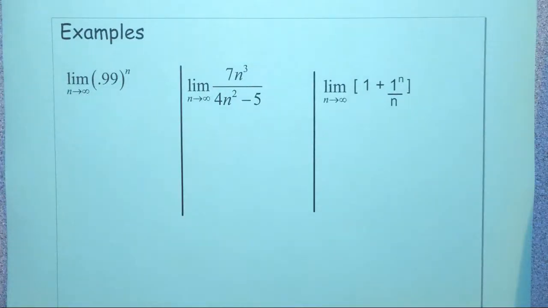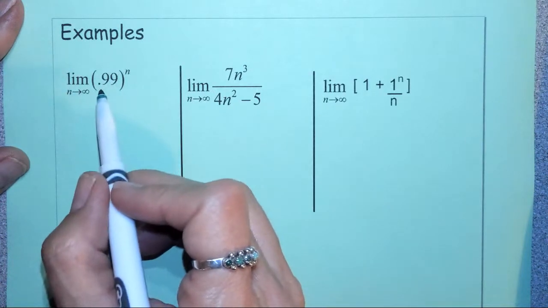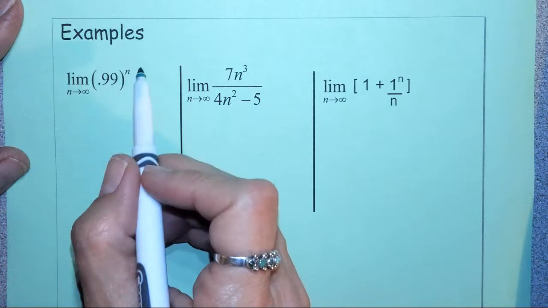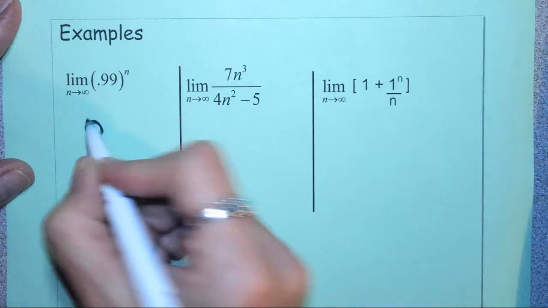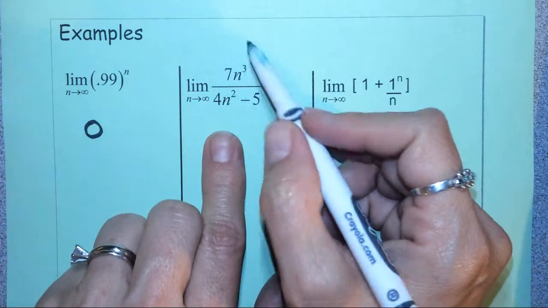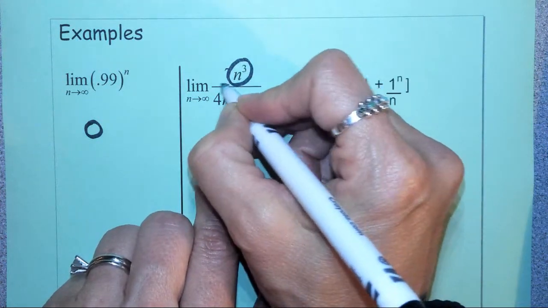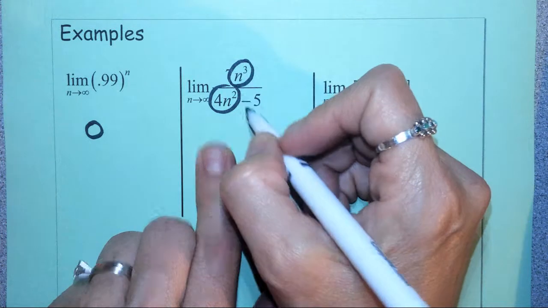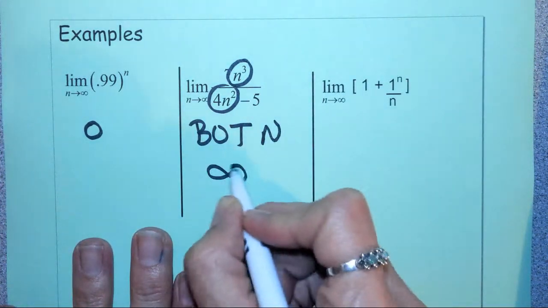And we did a couple more examples. So right here on my example 1, I've got a number less than 1 raised to a power. Less than 1 raised to the power as n approaches infinity is 0. On this one, I've got a rational. We've got n's on top, n's on bottom. So I circle them. Bigger on top, so I write bigger on top. Ooh, that's my Botten. Infinite.